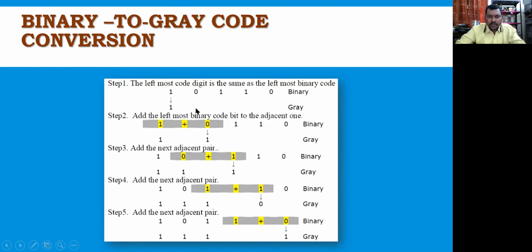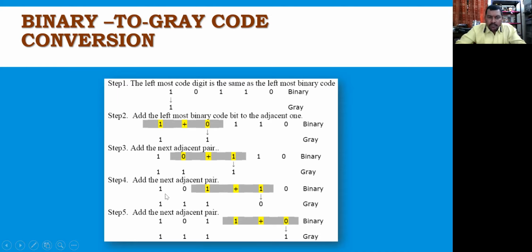We take only the one-bit answer. So 1 plus 0 is 1, so we take it as 1. Then add the second bit to its adjacent bit. So 0 plus 1 is again 1. So we take 1 as the next gray code bit.